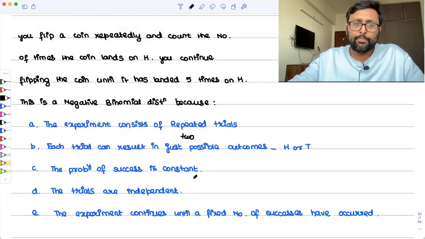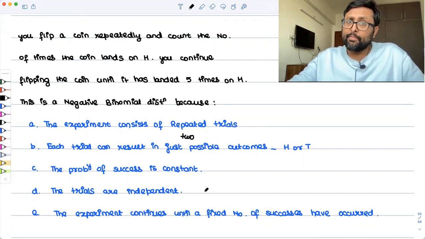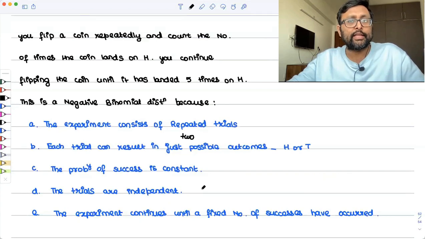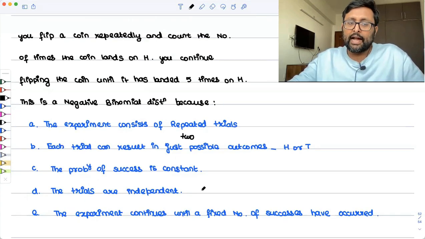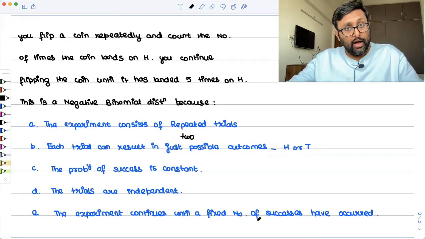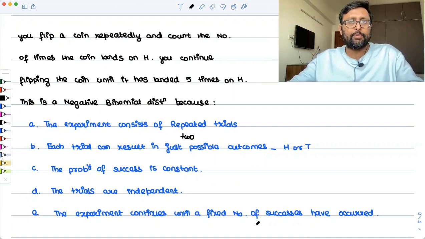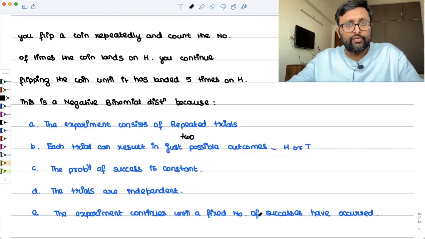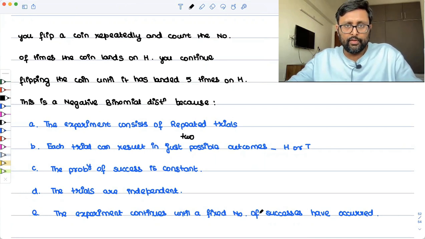The probability of success is constant. The probability of getting head in a toss of a coin is half. That is constant. The trials are independent. The probability of getting head on the first trial is not going to affect the probability of getting head on the second trial and the third trial and so on. And the experiment is going to continue until a fixed number of successes have occurred. So here you are fixing the number of successes and you're going to repeat the experiment till you are getting that success. You're fixing that you are going to get success 5 times. How many times does that experiment have to be repeated? In binomial, you are fixing the number of trials. So that is the difference.